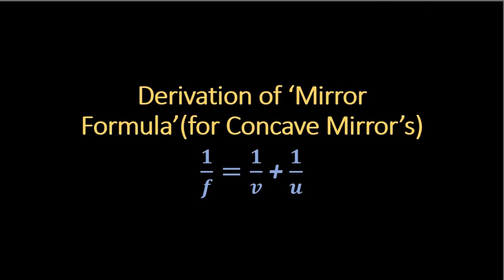In this video, we will learn the derivation of the mirror formula for spherical mirrors, that is 1 by f is equal to 1 by v plus 1 by u. For deriving this formula, we will consider the ray diagram for image formation in the case of a concave mirror. This formula can be derived using any of the 6 cases of image formation.